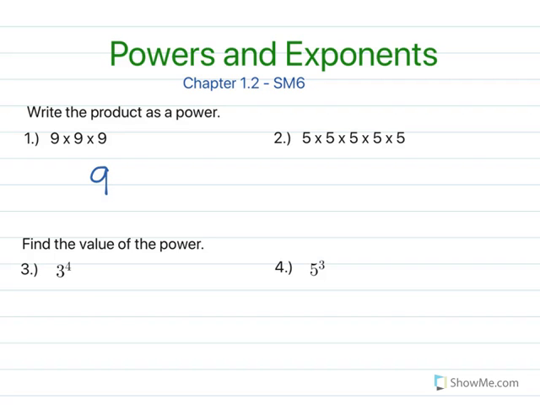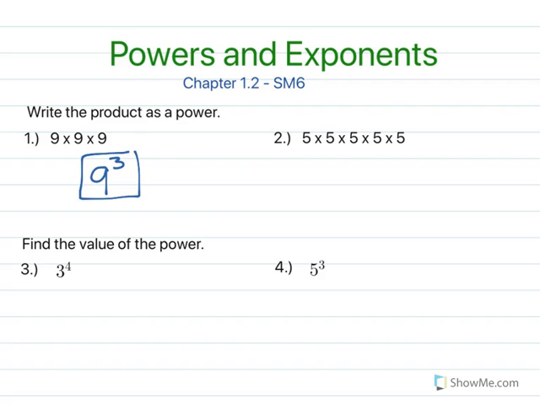And then I have to determine the power. That's the little number that goes above it. And that tells me how many times I'm multiplying the base by itself. I'm multiplying the base 3 times, so it's a little 3 here. And so I would write 9 times 9 times 9 as 9 to the third power.